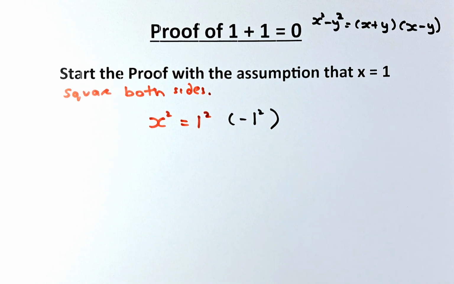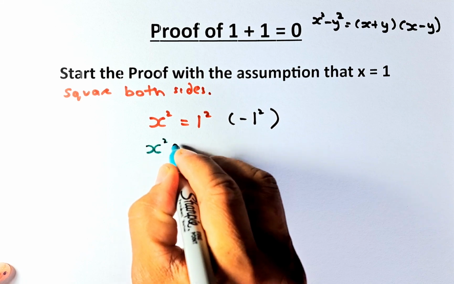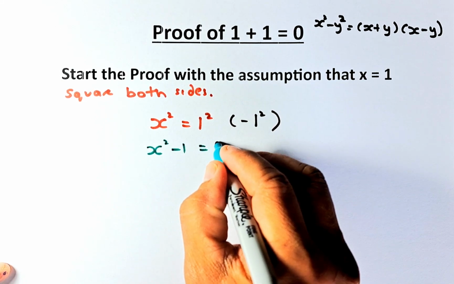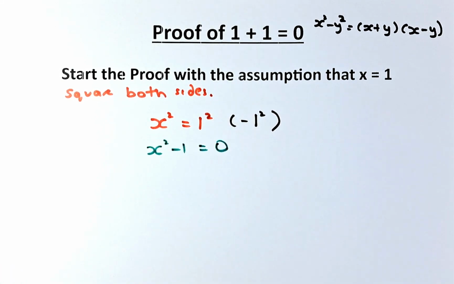So on the left hand side, it becomes x squared minus 1. On the right hand side, it becomes 0, because 1 squared minus 1 squared equals 0.